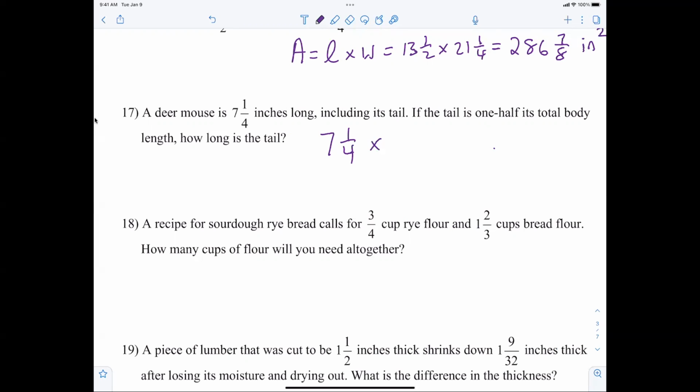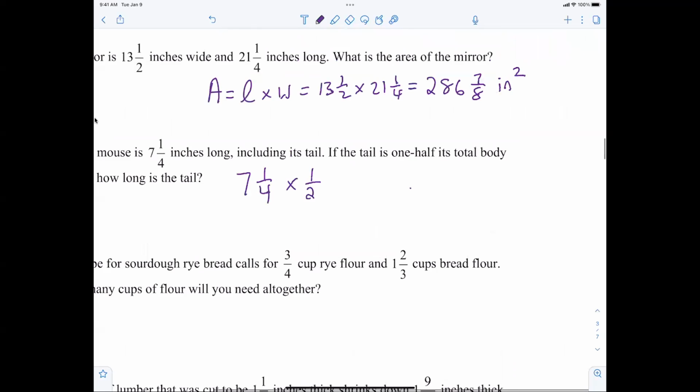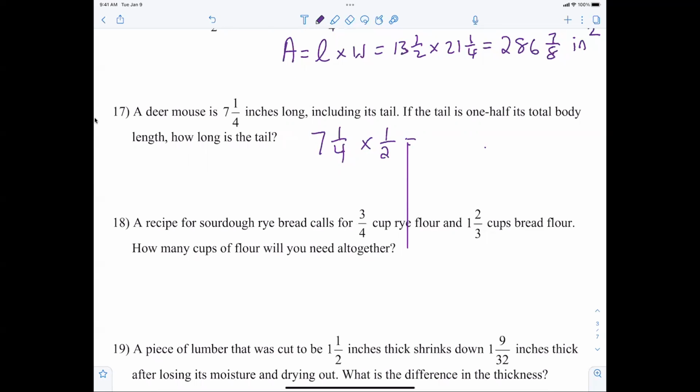Times what? Times half. Wow, that was pretty good. 7 and 1/4 times a half. And please tell me what that is. 3 and 5/8 what? Anybody else? Your tail is being measured in square inches? Thank you. Tell me again, 3 and what?